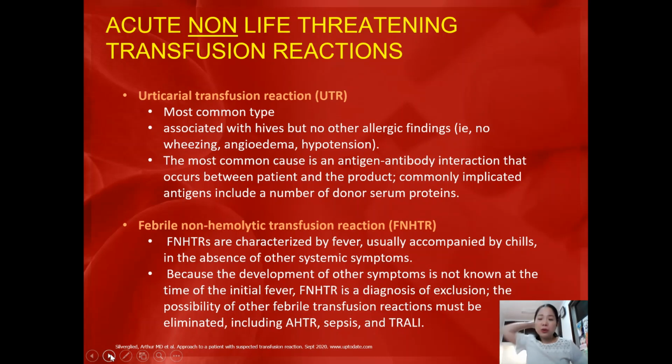Okay, so how do you address FNHTR? You can give paracetamol, stop the transfusion first, and check if once the fever has subsided, then you can resume the blood transfusion. Sometimes you can give meperidine to prevent the chills. And of course, your FNHTR has been largely prevented because of the use of leukoreduction of packed red blood cells.